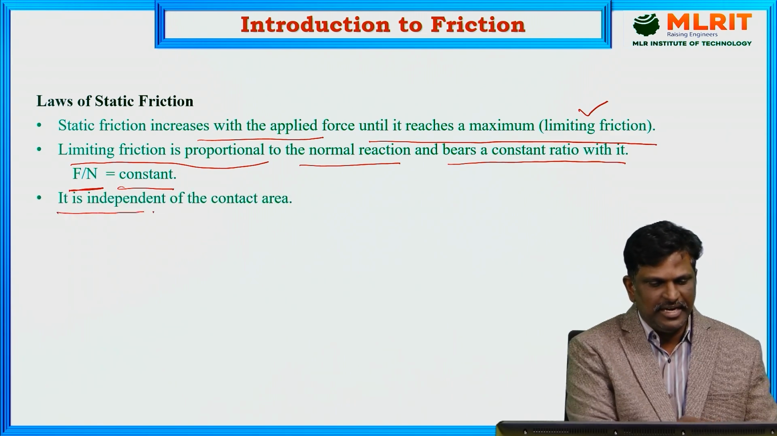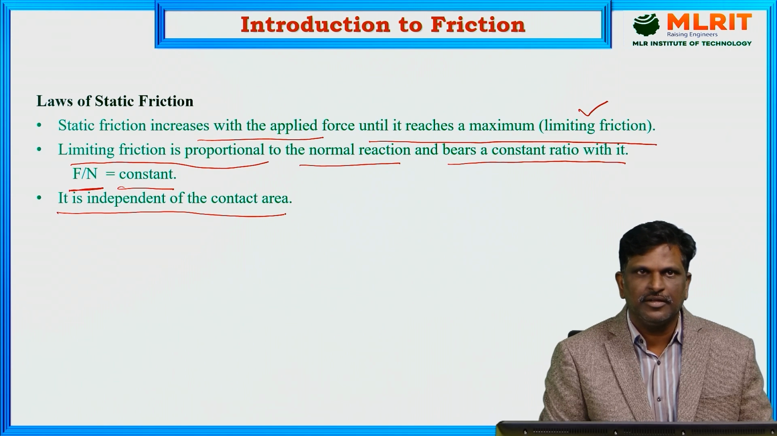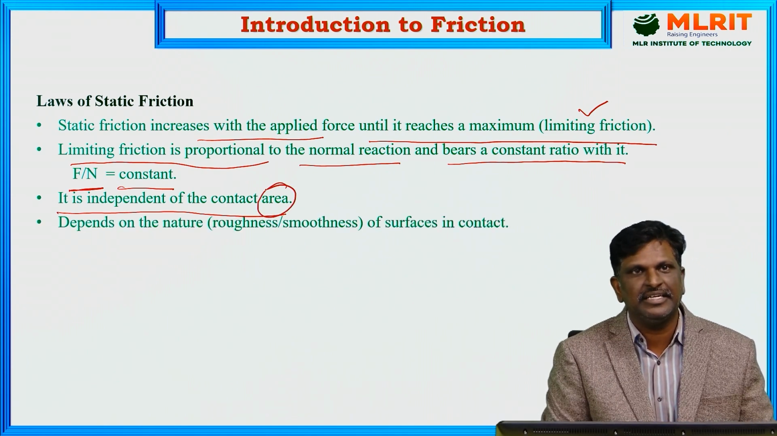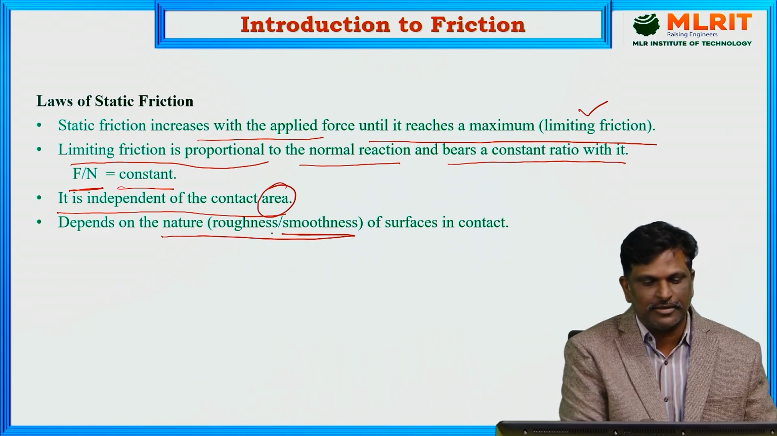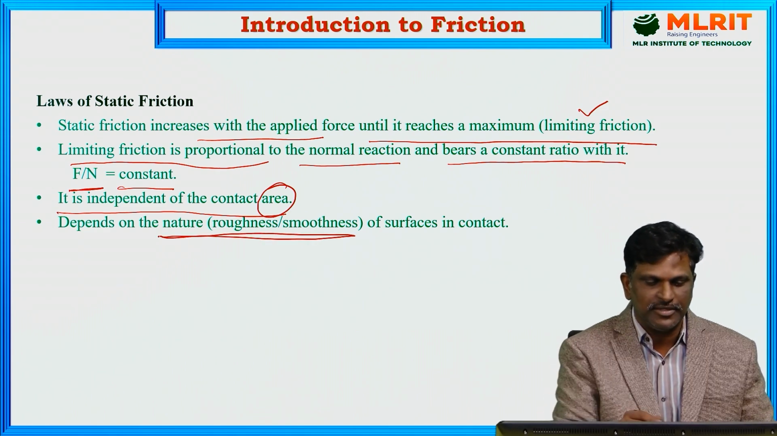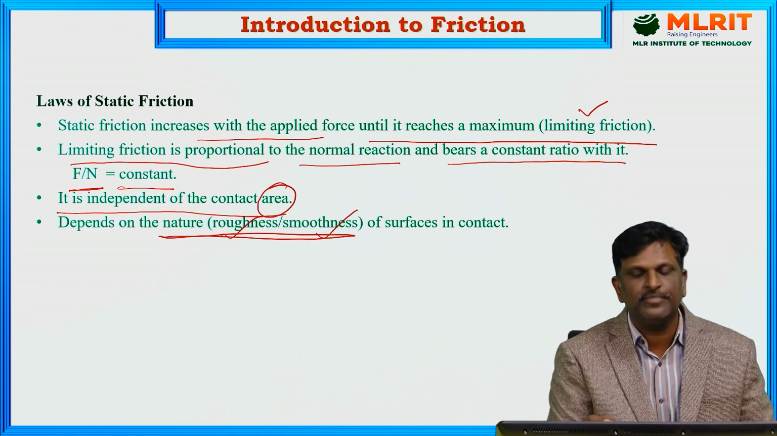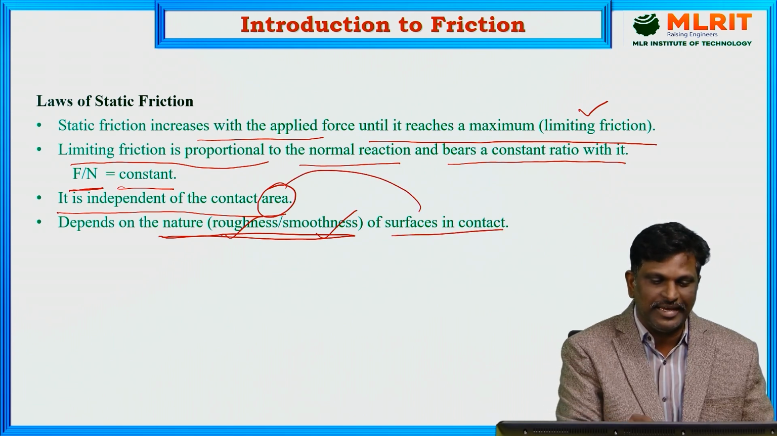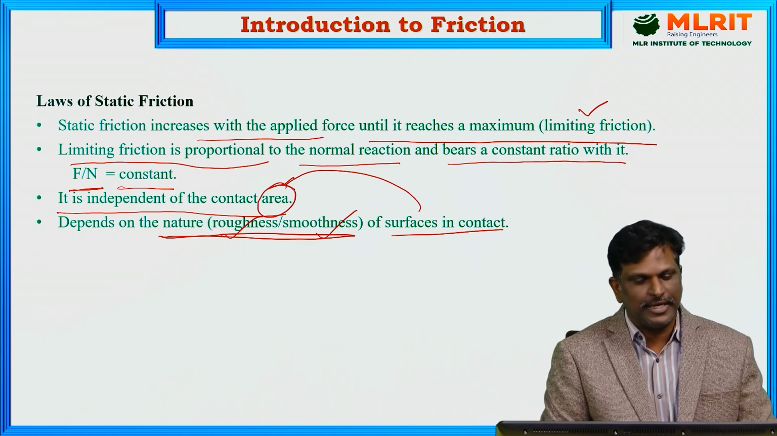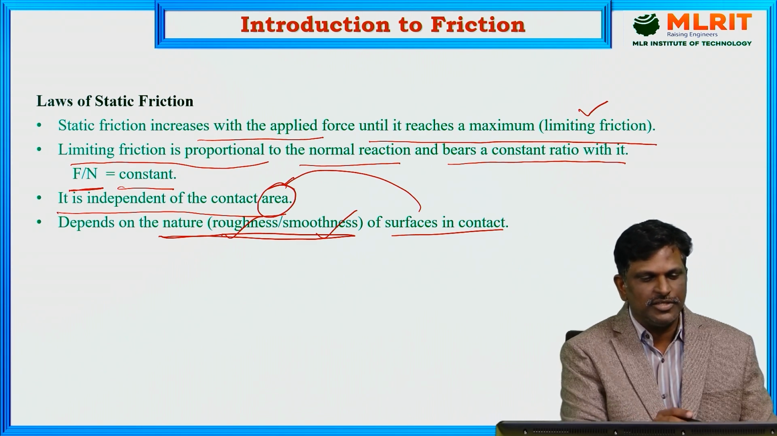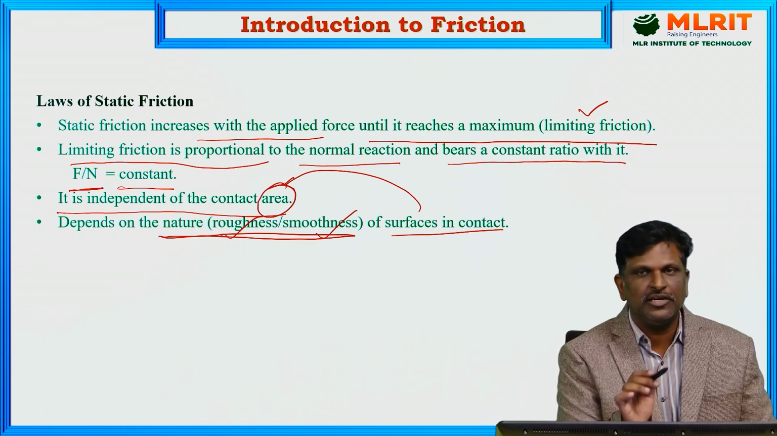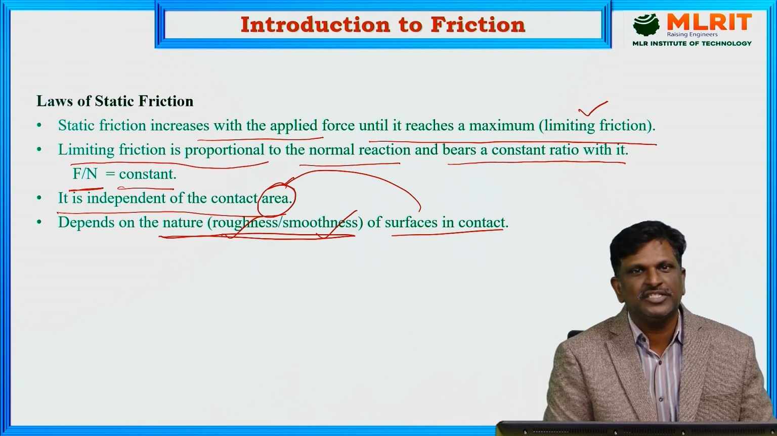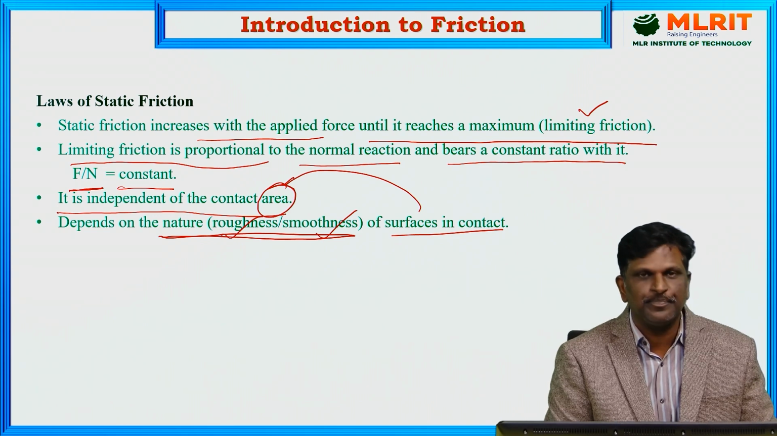It is independent of area of contact. The friction does not depend on the area of contact, but it depends on the nature of contact. It depends on roughness or smoothness of the surfaces in contact, but it does not depend on the area of the contacting surfaces. The friction is always equal and opposite to the applied force which is tending to move the body.